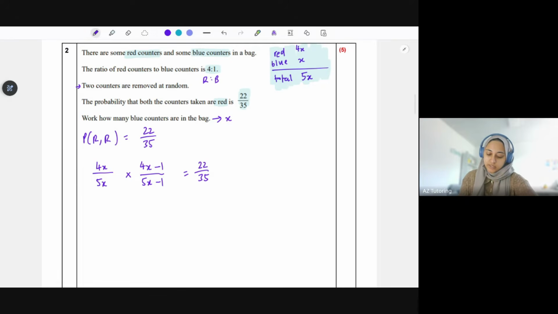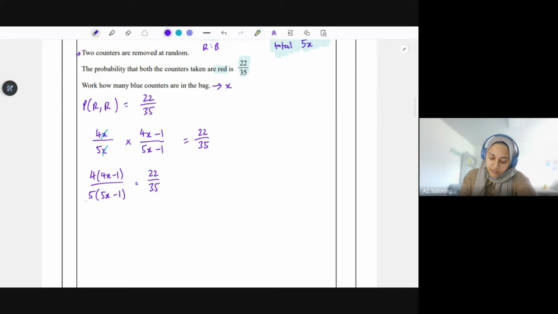And now we're just solving this. So I can see here that I can cancel these x's because there's an x on top and bottom before timesing it across. And now all I'm doing is 4 times 4x minus 1 over 5 times 5x minus 1. So the reason why I cancelled out the x's is just to make it simpler. You could leave them in, but you're just doing extra work.